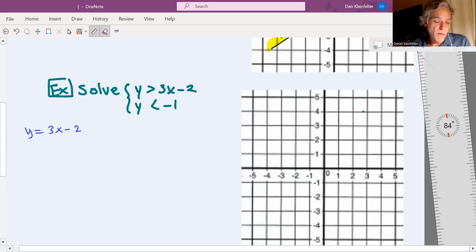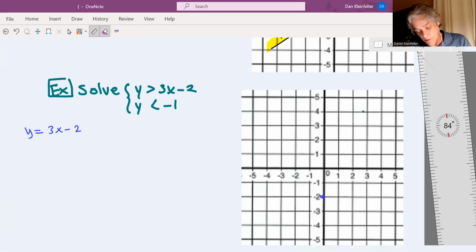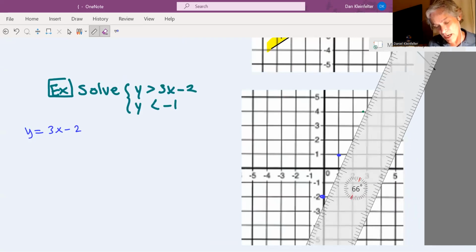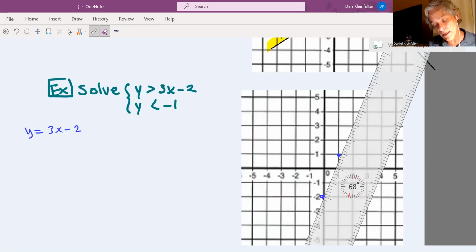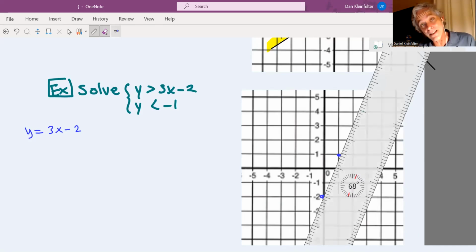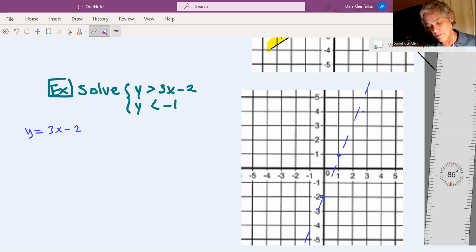Okay, so the first line will be y equals 3x minus 2. The y-intercept is at -2. We will go up 3 and right 1 to get a second point on the graph. Our original inequality had strictly less in it, not less than or equal. And so for that reason, I'll use a dashed line to make the graph because the line itself doesn't make it part of the solution.